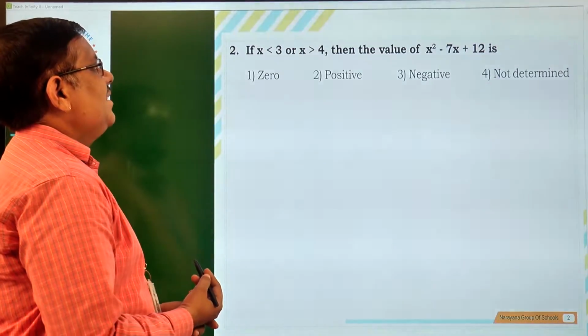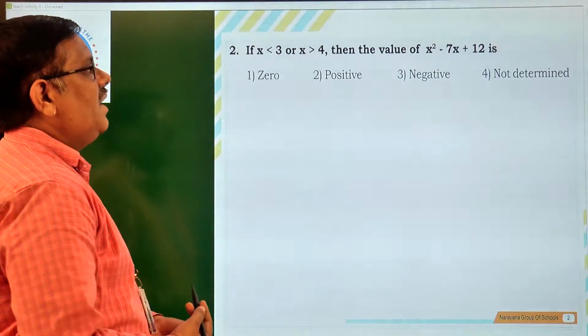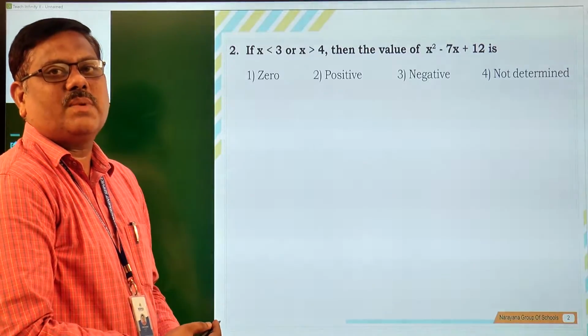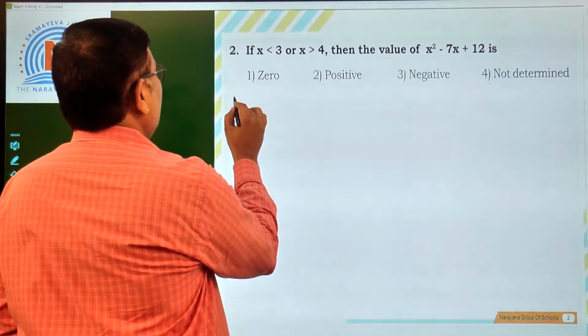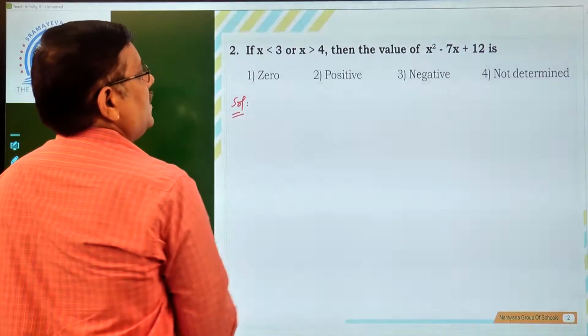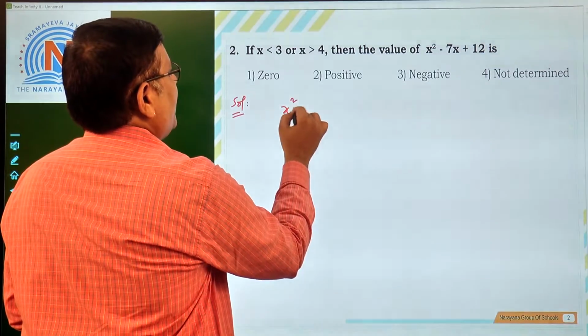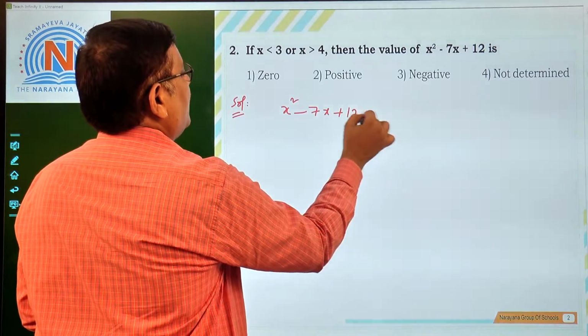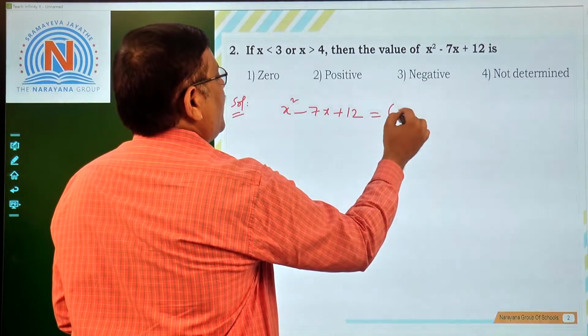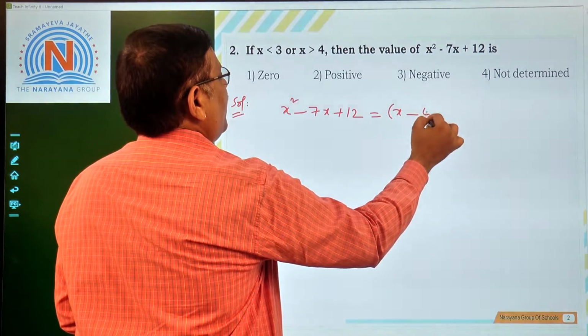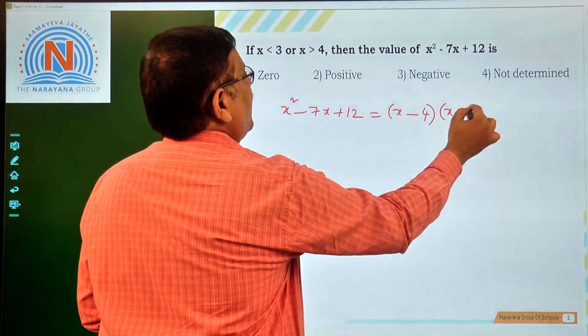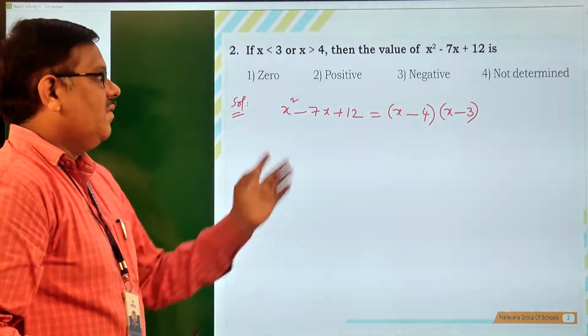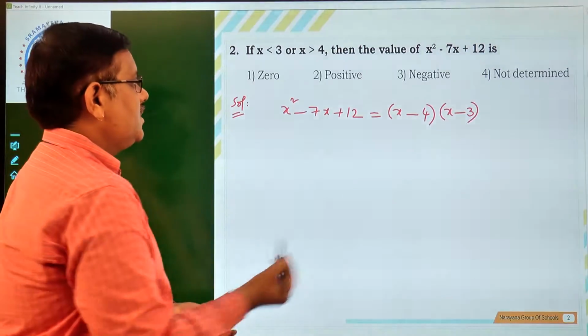If x is less than 3 or x is more than 4, then the value of x square minus 7x plus 12 is... Solution, let us see. If you take x square minus 7x plus 12, that can be factorized and you can write it as the product of x minus 4 into x minus 3. Okay, we can write it in this way, x minus 4 into x minus 3.